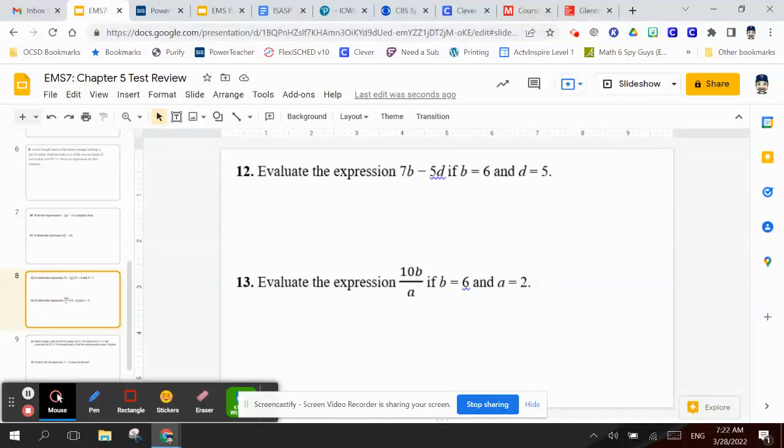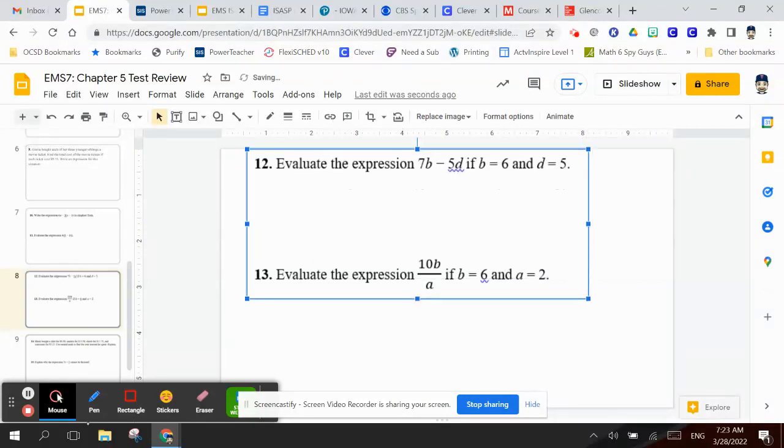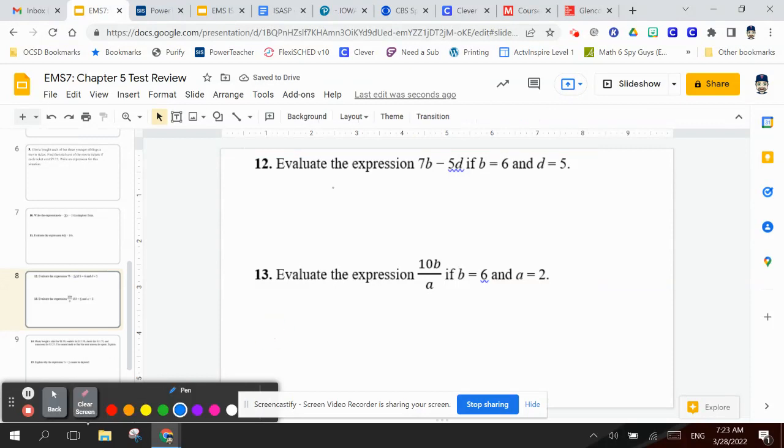Number 12 says evaluate the expression 7b minus 5d if b equals 6 and d equals 5. So remember that when you have a number and a variable side by side, that tells you to multiply. So 7b would be 7 times b, which is 6, minus 5 times d, which is 5. So we multiply. 7 times 6 is 42, minus 5 times 5, which is 25, and that equals 17.